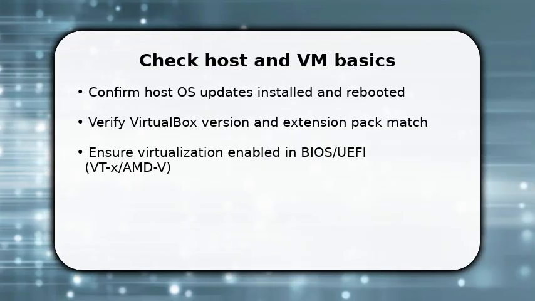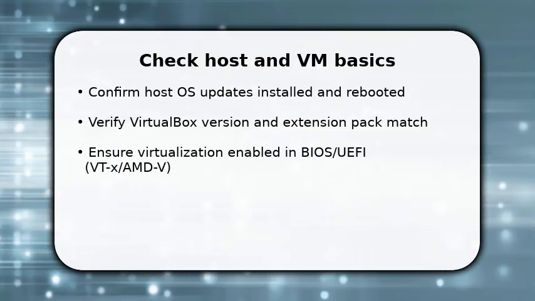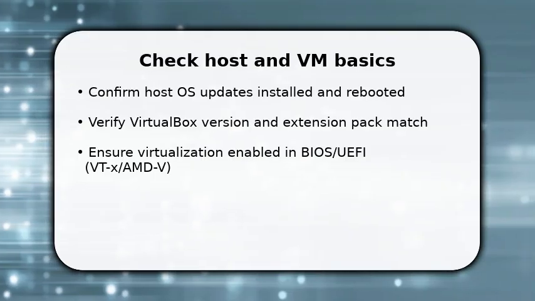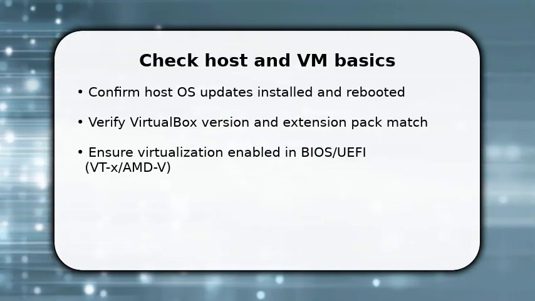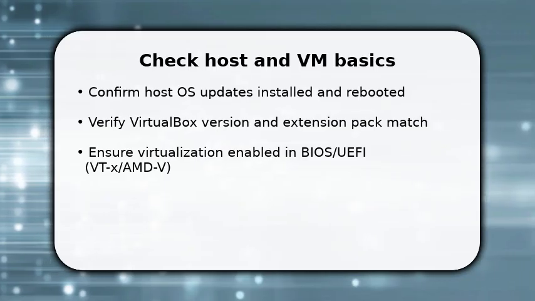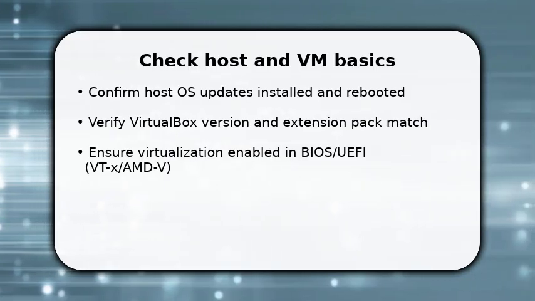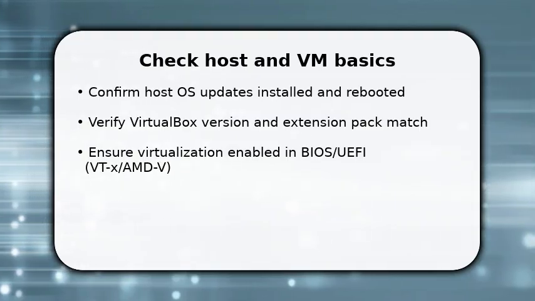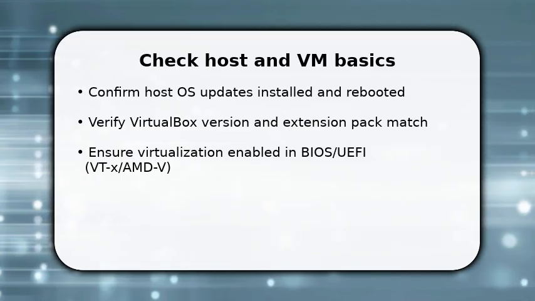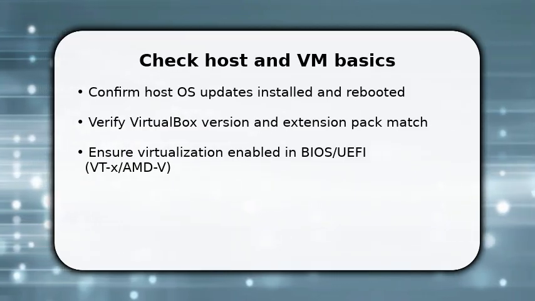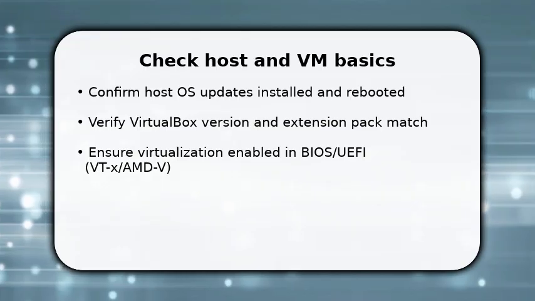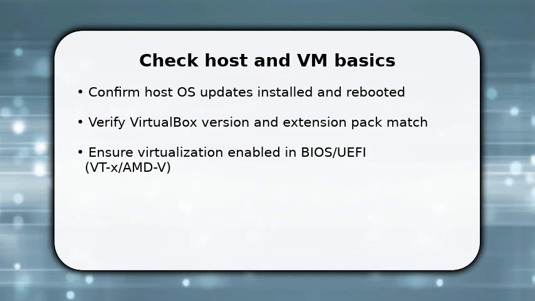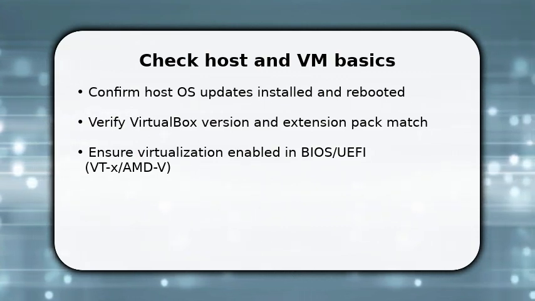You start by confirming the essentials so fixes work. Check that the host OS is updated and you reboot it after updates. This prevents locked files. Make sure VirtualBox and the extension pack share the same version because mismatches cause critical errors. Then verify CPU virtualization is enabled in BIOS or UEFI. Without VT-x or AMD-V, virtual machines may fail to start. Once these are done, open VirtualBox and pick the problematic VM to begin targeted fixes.